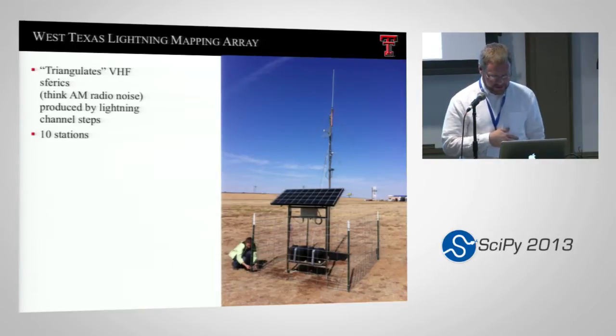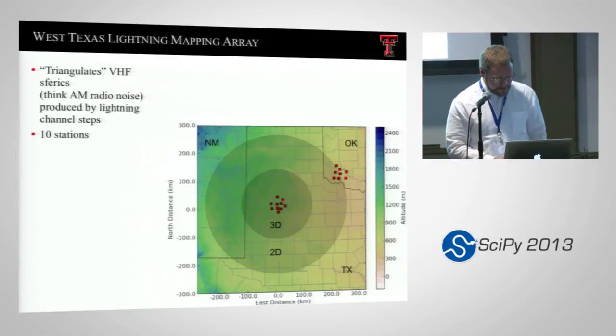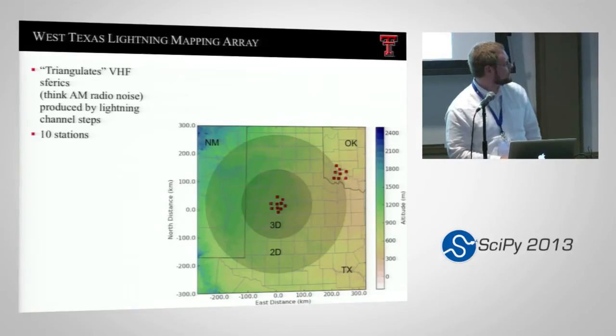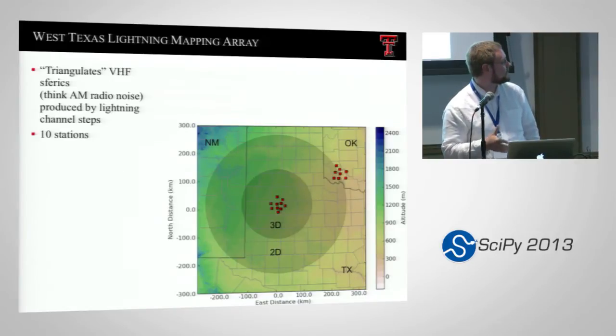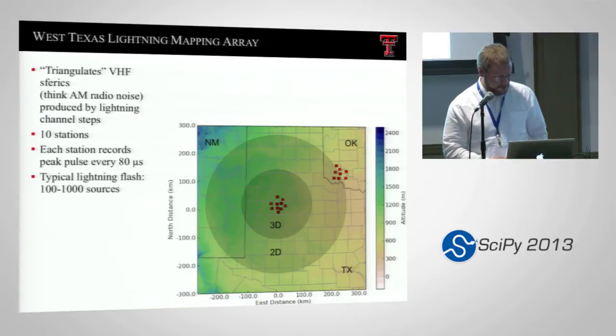You can see one station here in a photo, and we have 10 stations deployed around Lubbock County. This is what our map of stations looks like in West Texas. We do 3D mapping in this sort of 100-kilometer radius around Lubbock, and then there's a 2D mapping of the channels at a much longer range with a sort of fall-off in detection efficiency. So there's some detail there about how we record the data. For a typical lightning flash, because we sample every 80 microseconds at each of these stations and time tag with GPS, a typical lightning flash will produce 100 to 1,000 sources, depending on how big the flash is.